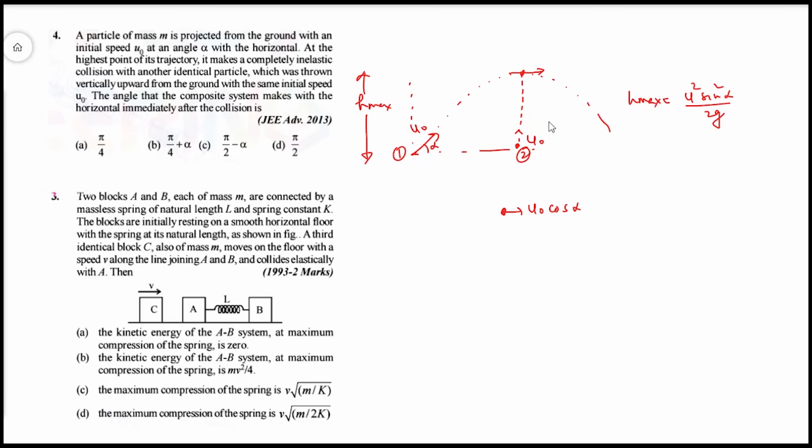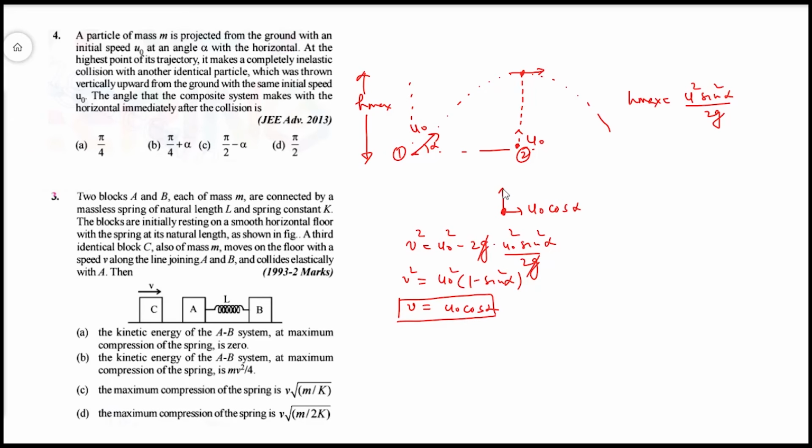So just use the equation of motion for the second particle. v square is equal to u0 square minus 2 into a, and the distance traveled in the vertical direction is u square sine square alpha divided by 2g. So this cancels out, and v square is equal to u0 square times 1 minus sine square alpha, which gives v equal to u0 cos alpha. So the velocity of the second particle just before the collision is again u0 cos alpha.